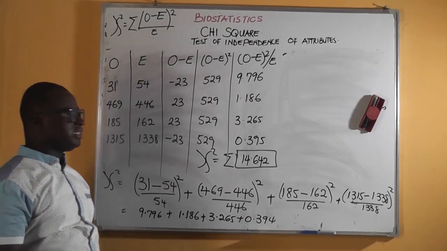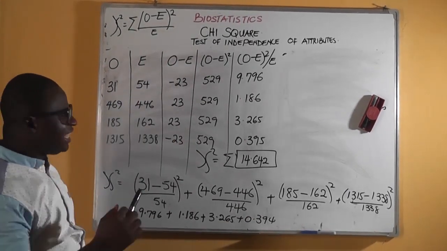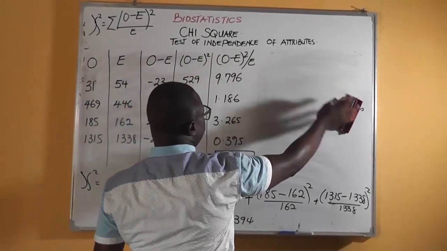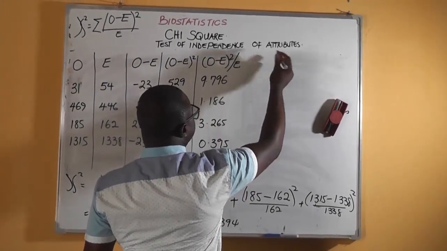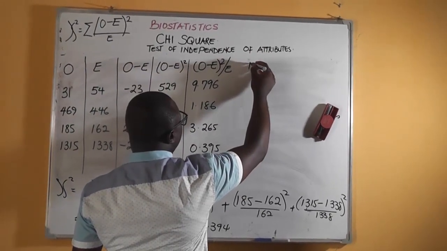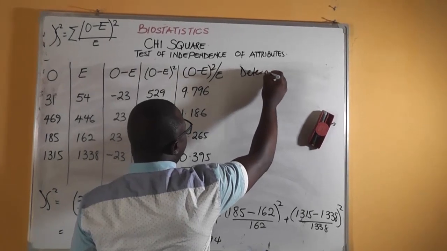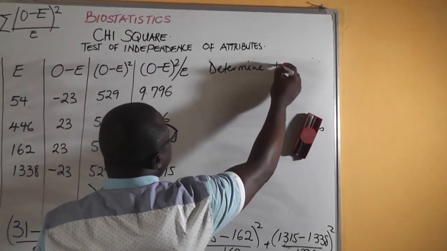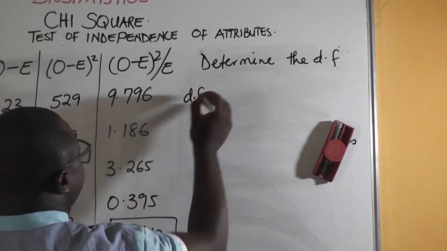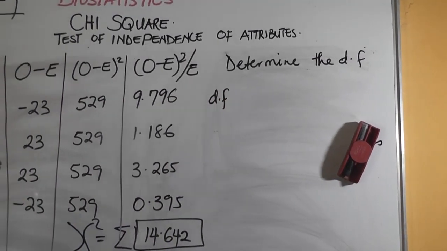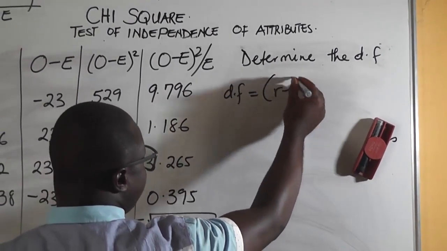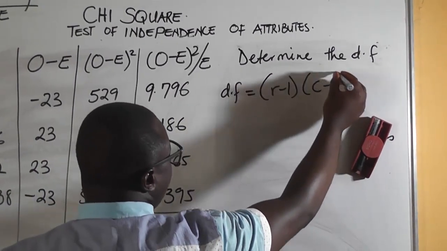Now, we have calculated our chi-square. The next step is to determine the degrees of freedom. So, the next step in our calculation is to determine degrees of freedom. Now, the formula for degrees of freedom in chi-square is row minus 1, then column minus 1.